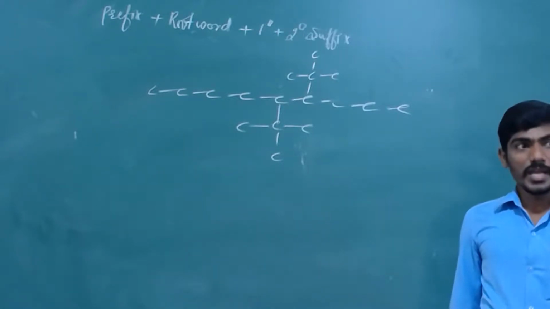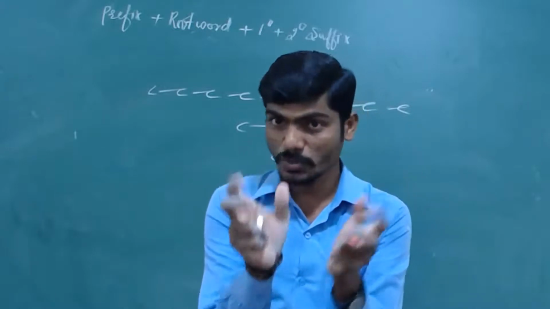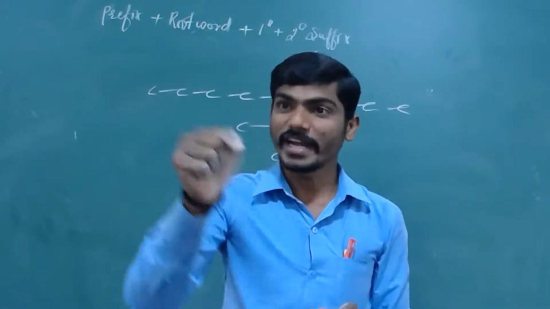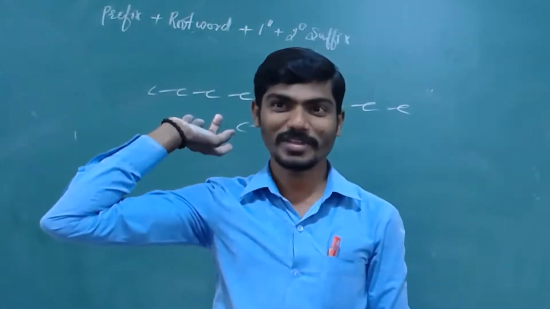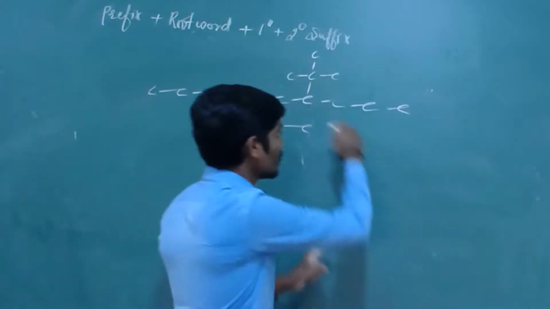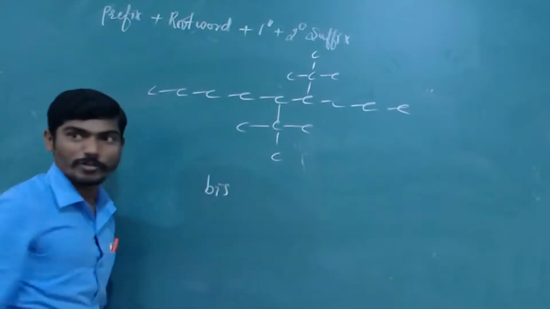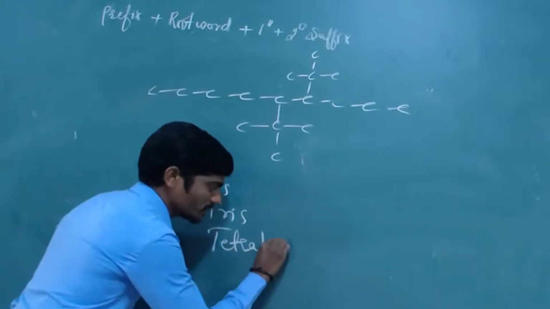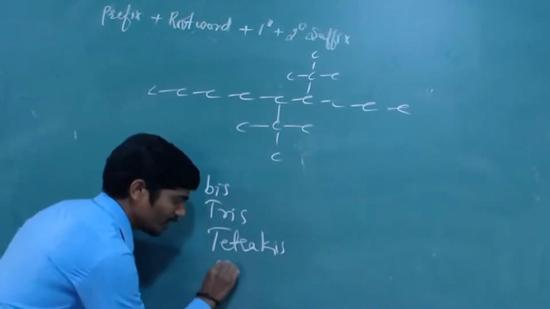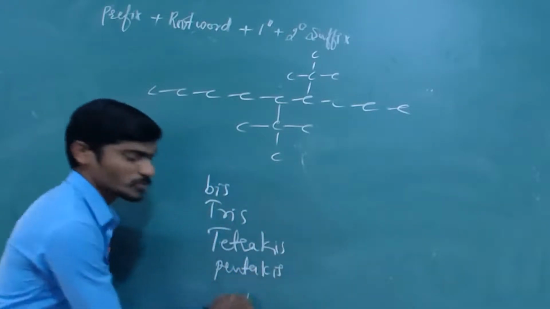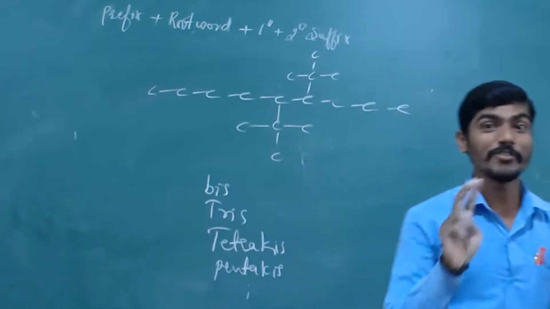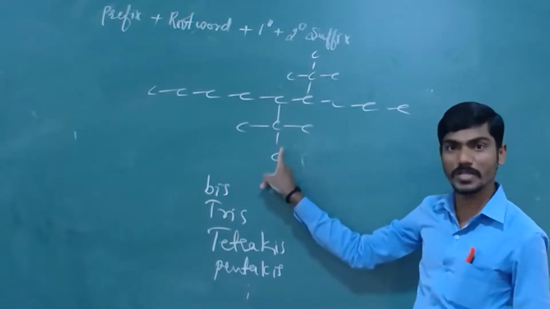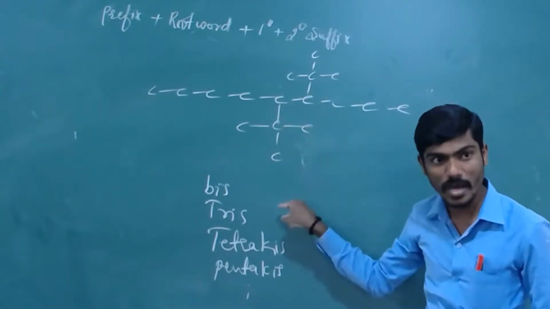A special point here. If 2 or more complex substituents are there, then the numerical prefixes bis, tris, tetrakis, pentakis, etc. are used. Bis for 2 groups, tris, tetrakis, only one s, not 2. Since here 2 substituent groups are complex, write bis in brackets along with the positions.